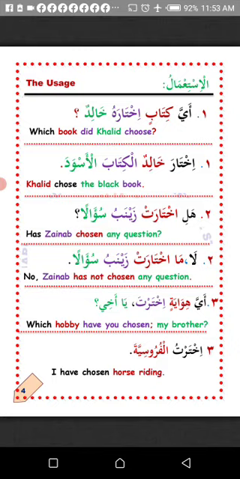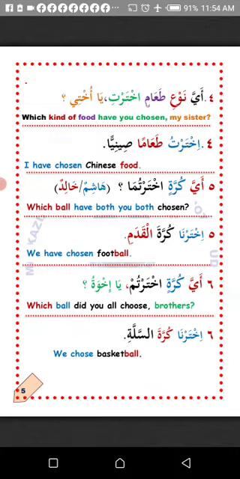ثلاثة, number 3. أي هواية اخترت يا أخي. Which hobby have you chosen, my brother? Now the answer: اخترت الفروسية. I have chosen horse riding. I hope you understand. MashaAllah.